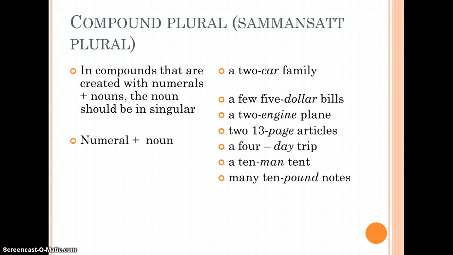And then we have compound plurals, in Swedish sammansatt plural. In compounds that are created with numerals and nouns, the noun should be in singular, such as a 2-car family, a few $5 bills, a 2-engine plane, 2 13-page articles. A 4-day trip, 10-man tent, many 10-pound notes. Notice that you don't do anything with the numeral, and you don't put the noun in plural.